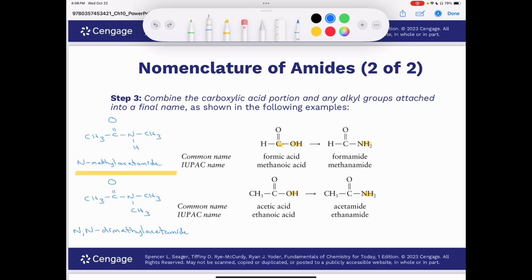But again, common names are commonly used, they're common. They're the ones that chemists tend to gravitate towards. However, all chemists, meaning you and me, we have to know both ways of naming. We have to know the IUPAC way, and we have to know the common way as well.